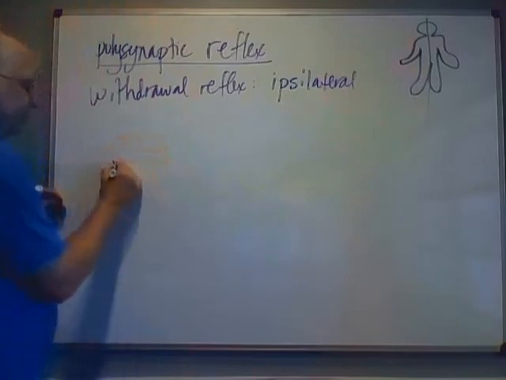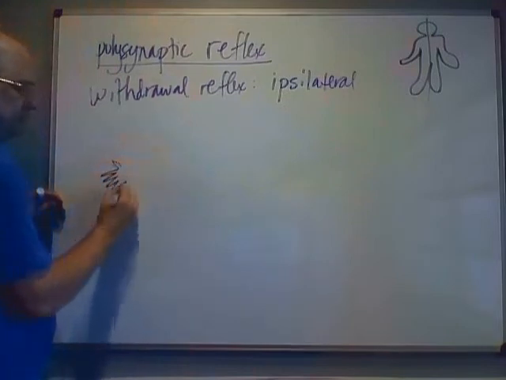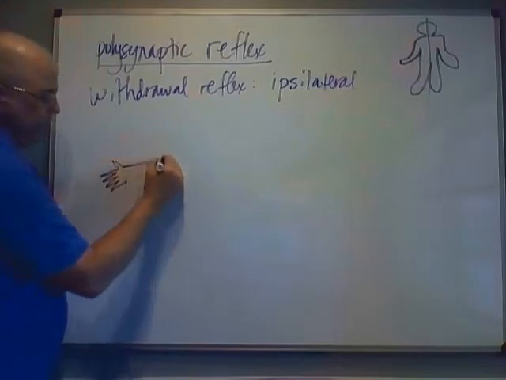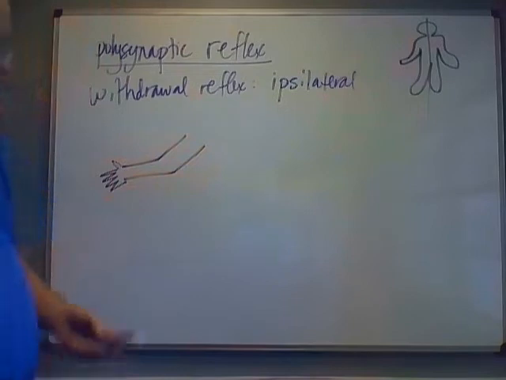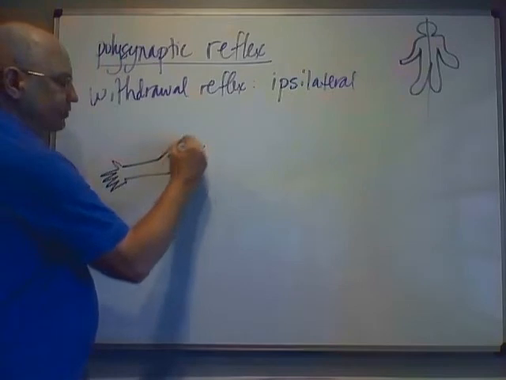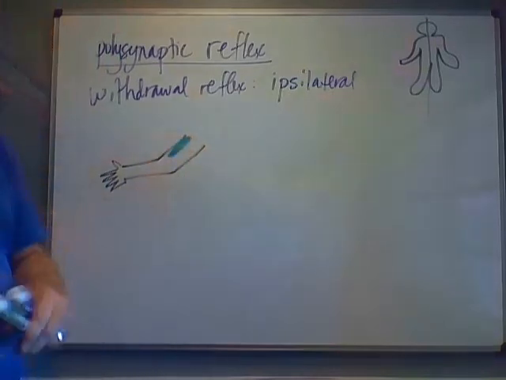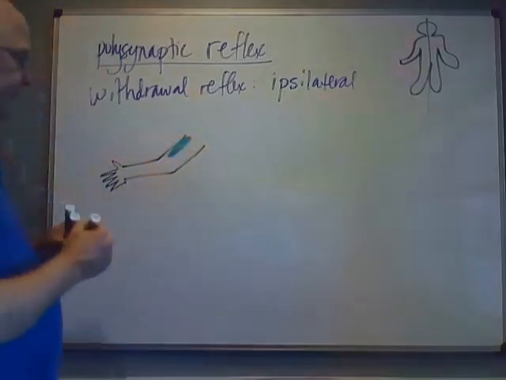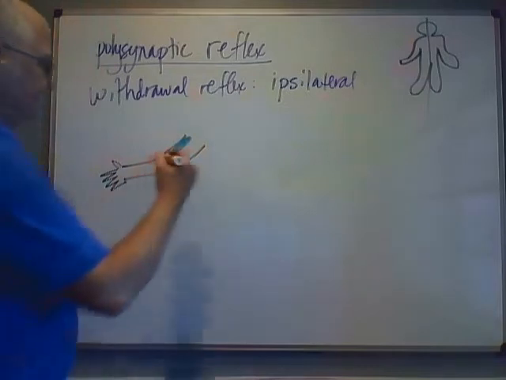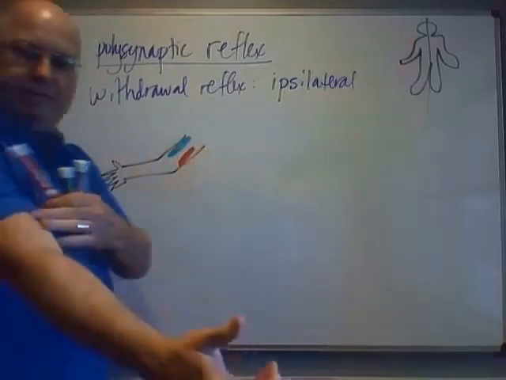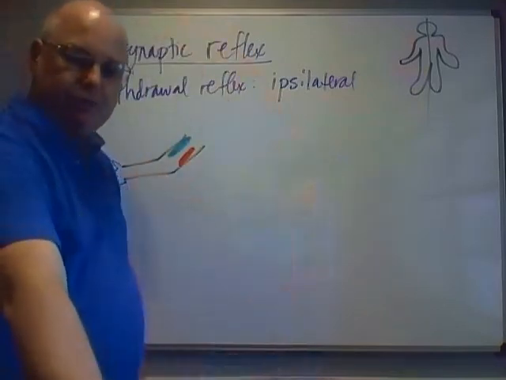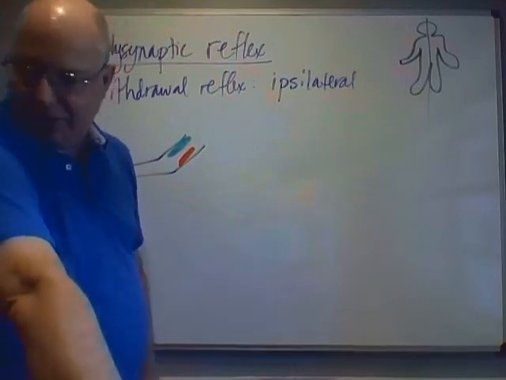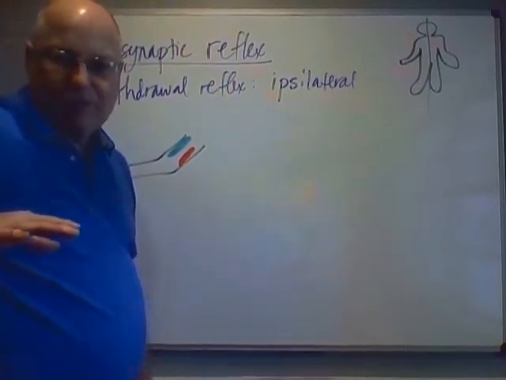So if I put someone's hand out here, and here's the arm, and the elbow. Remember, I'm going to have muscles over here. And on one side of the arm, I'm going to have flexor muscles. On the other side of the arm, I'm going to have the extensor muscles. So if I fire my biceps muscle, I will flex my arm. If I fire the triceps muscle, I will extend my arm. Well, in this reflex, when I withdraw my hand from a hot stove, I'm going to flex my arm.